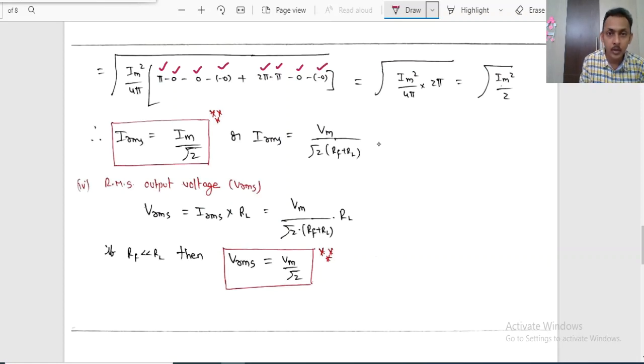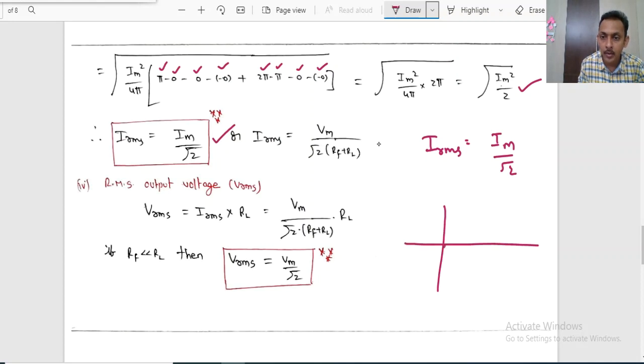Further simplifying, 2 pi minus pi gives pi, and here one more pi is there, so pi plus pi is 2 pi: Im square by 4 pi into 2 pi. Simplifying further, we get root over Im square by 2, which can be written as IRMS equals Im by root 2. Very important: this is the root mean square value in a full wave rectifier.